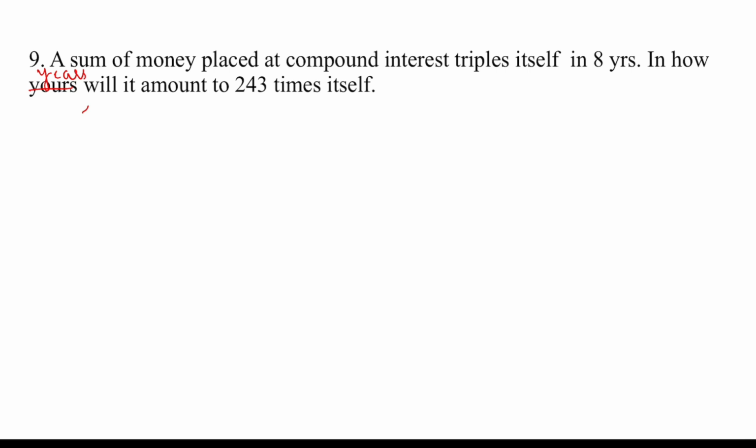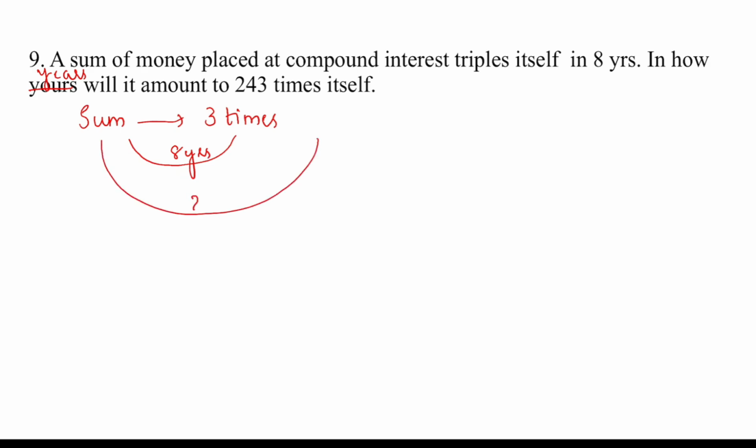A sum of money, we don't know how much the sum is, is becoming triple itself. Triples means nothing but 3 times. It becomes 3 times in 8 years. Then in how many years will it become 243 times is the question.